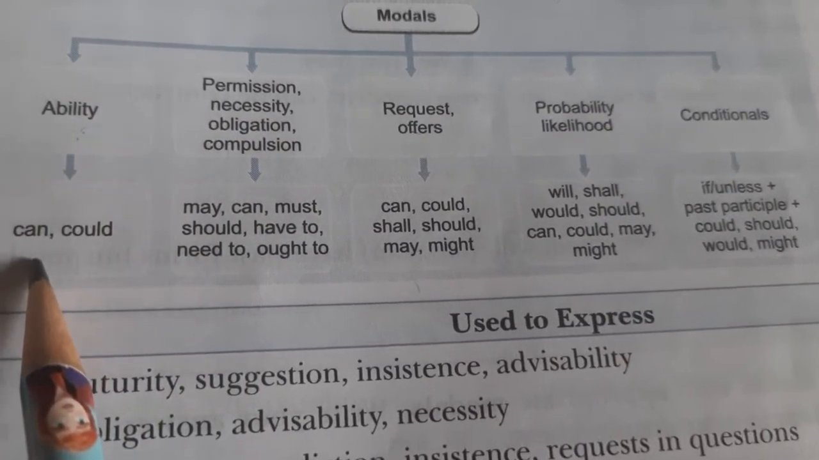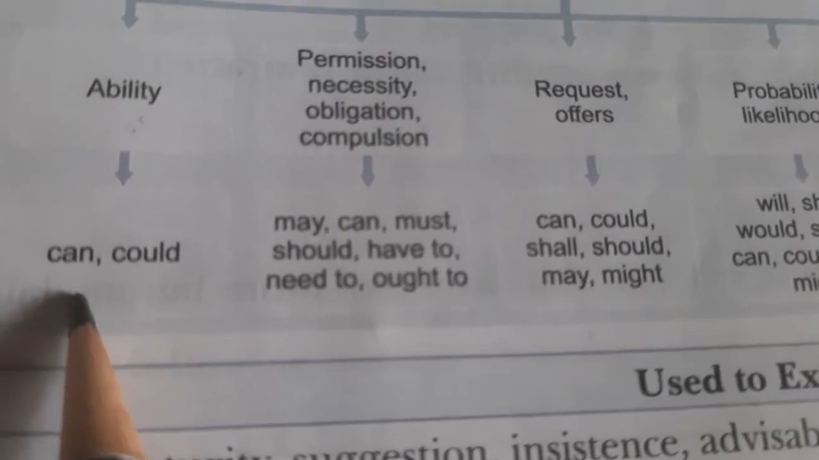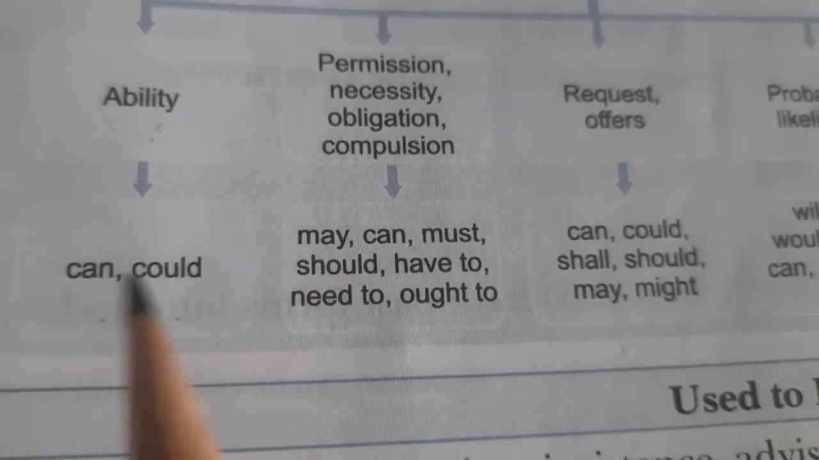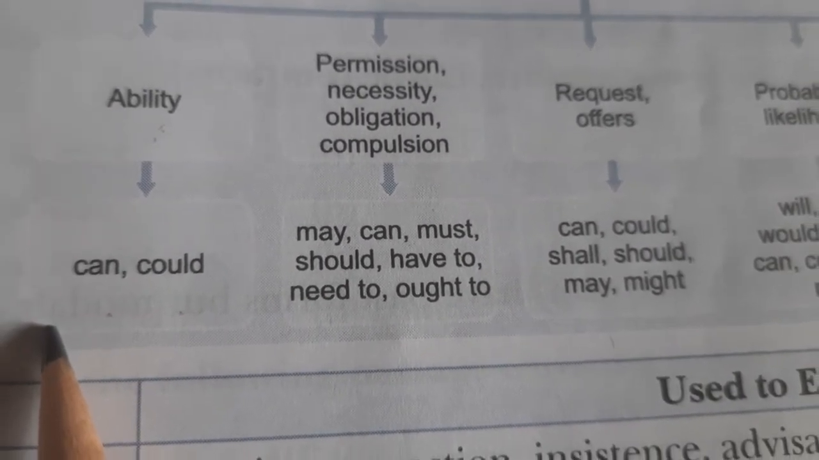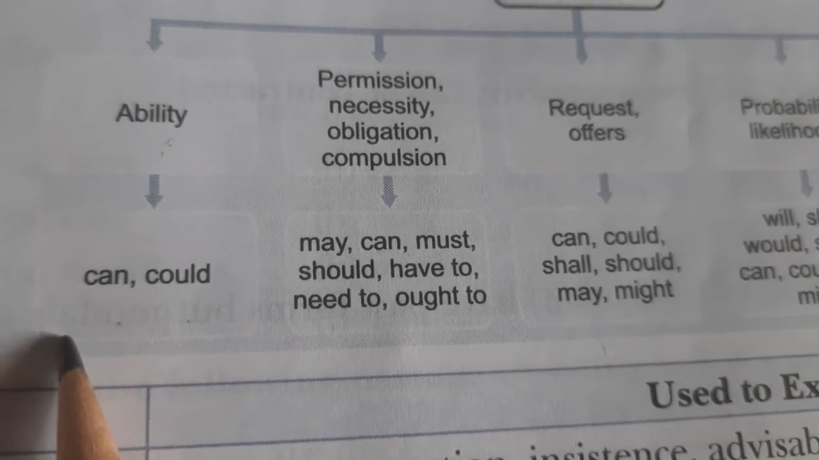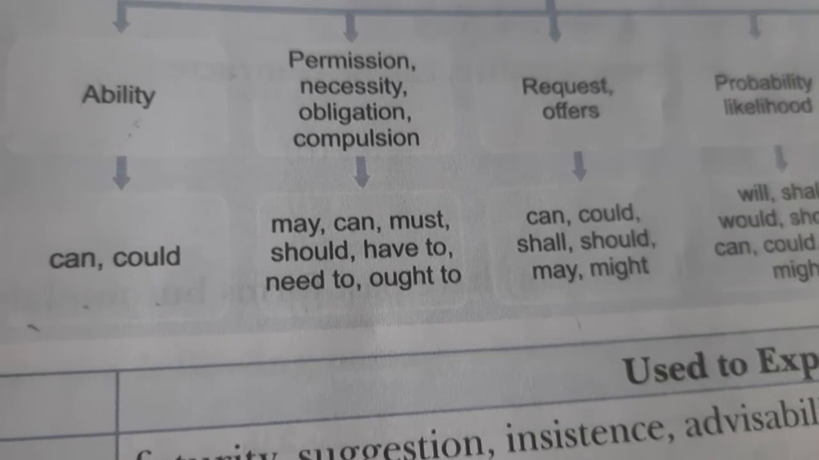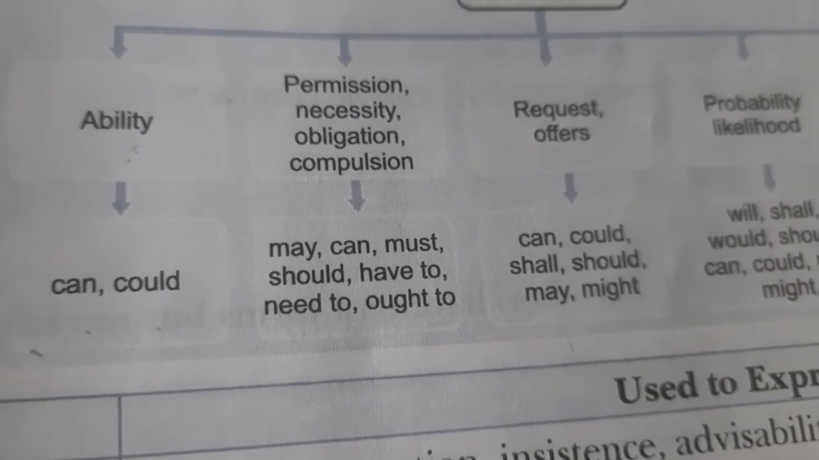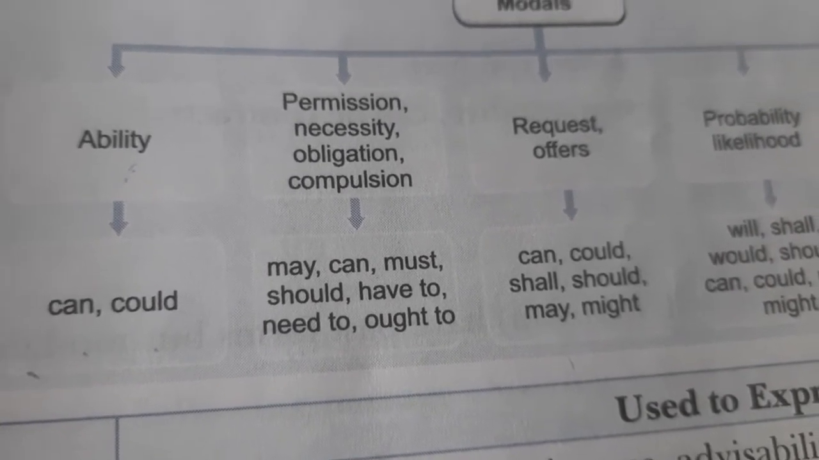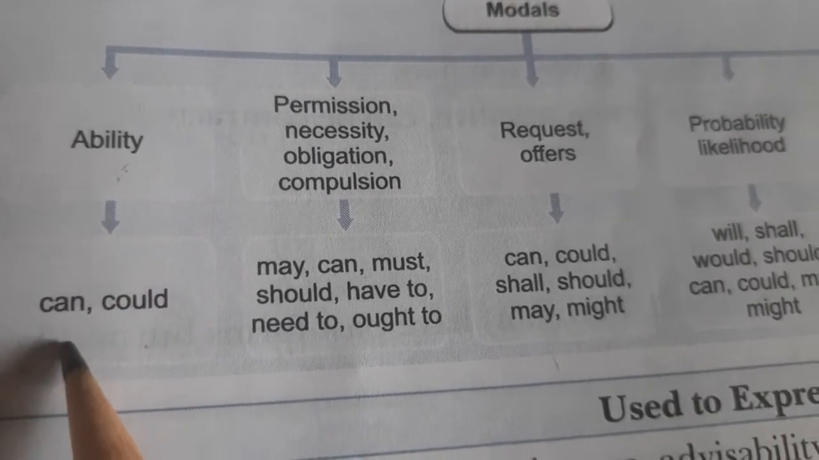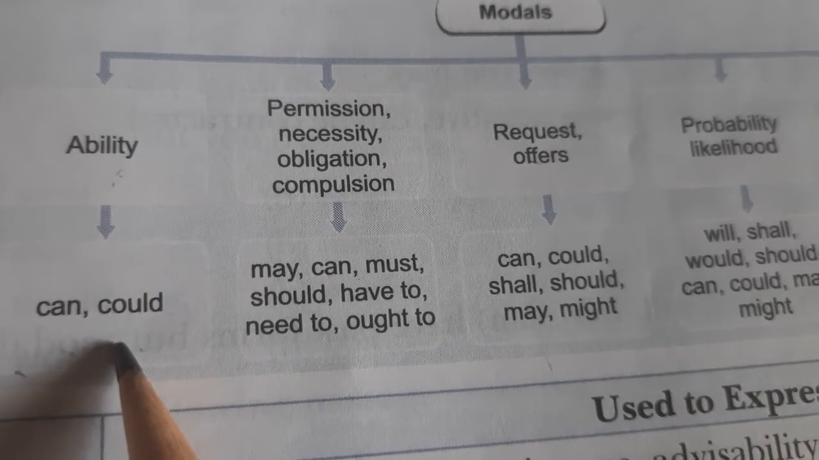For showing ability, which words do we use? Can or could. I can complete the homework by evening. So that is reflecting my ability. I can pick up this heavy load very easily. That also reflects my ability. So to show the ability, we use can or could.